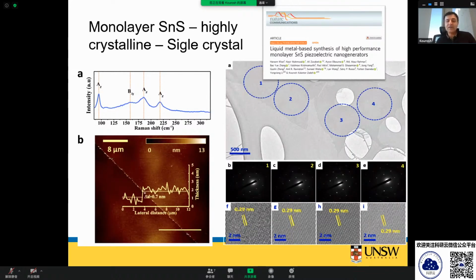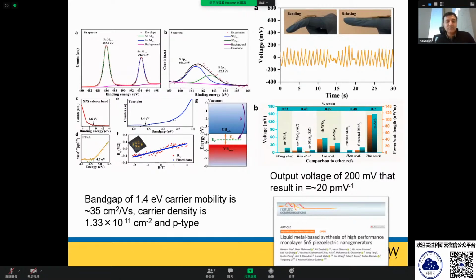As you see, we could put this on the TEM grid, a very nice piece, even broken, on the TEM grid. We look at different parts, and the crystallinity, as you see, the crystals have the same direction. All of them are highly crystalline. One layer is 0.7 nanometers, and Raman measurements show that it's a perfect, very high quality tin sulfide. We did the electronic measurements: the band gap of 1.4 electron volts is very nice, comparable to that of silicon. The mobility was very high, 35 square centimeters per volt second, the density of carriers was very high, and it's a p-type.